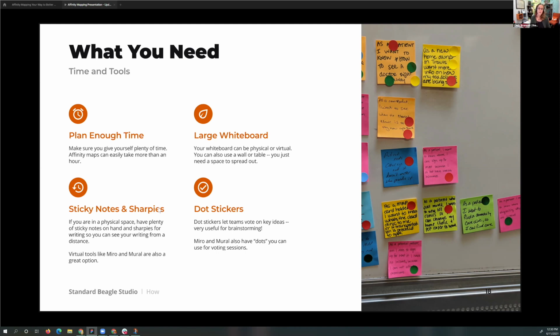And I also use dot stickers. So when we have a whole bunch of ideas and we want to narrow down, we use dot voting. I just go over to Office Max and get some dot stickers. But again, some of these things are already built into these digital tools. So if you've already picked a tool like that, then you already have that.